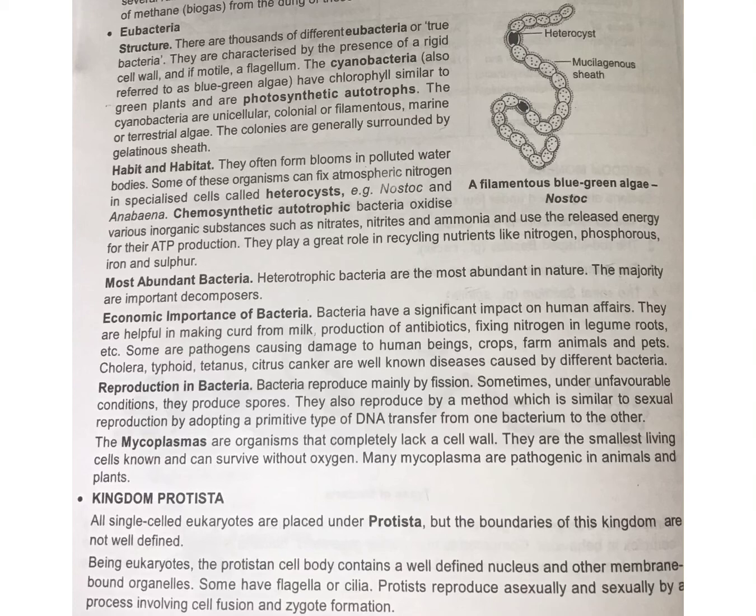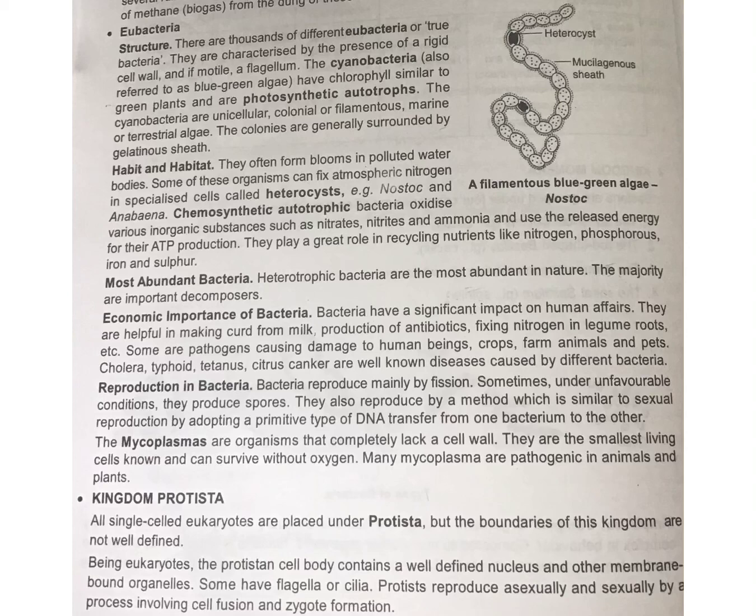If we see the habit and habitat, they often form blooms in polluted water bodies. Some of these organisms can fix even atmospheric nitrogen in their specialized cell, which I told you just before, that is the heterocyst. So an example is nostoc, which is given here. Another example is anabaena. So these examples you have to remember.